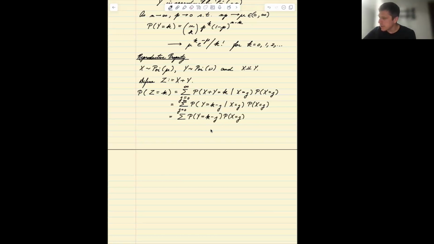And then also realizing that if J is larger than K, then this is the probability of Y being equal to some negative integer, and Poisson random variables can only be non-negative. So this is going to actually run from J equals 0 to K. And now we can just substitute in what we know of the mass function of the Poisson. So for Y, it's nu to the K minus J, e to the minus nu over K minus J factorial, times mu to the J, e to the minus mu over J factorial.